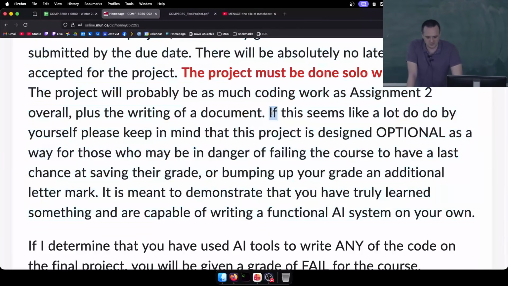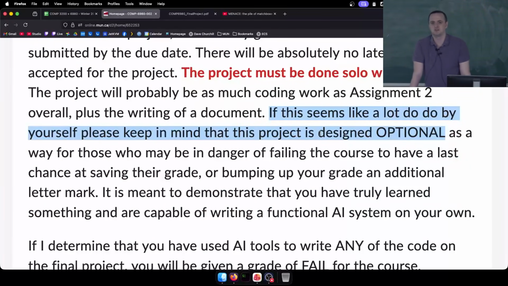If this seems like a lot of work, keep in mind it's optional, for those people who would have come crying to me to pass the course. So you don't have to do this. But if you want a better grade, you can do this.